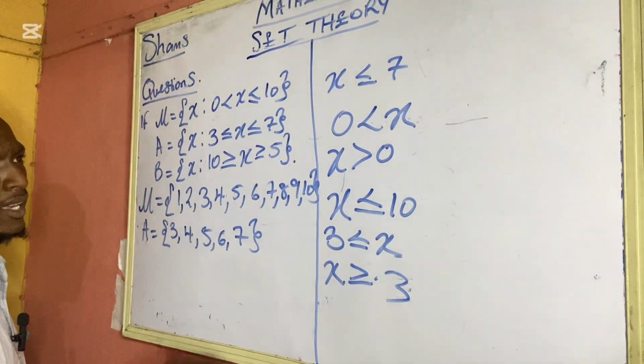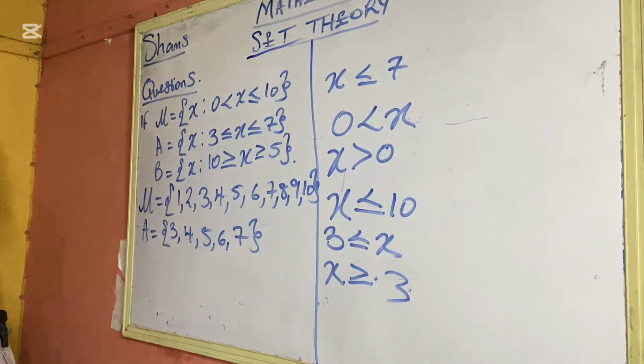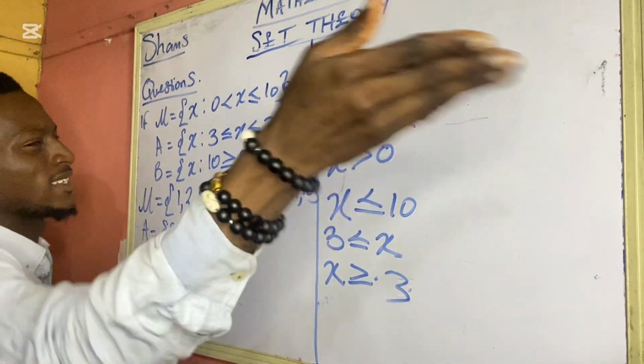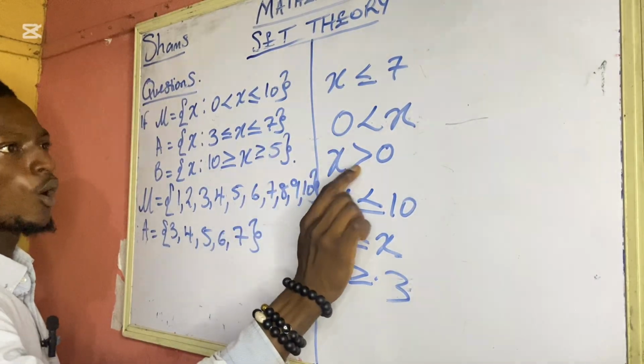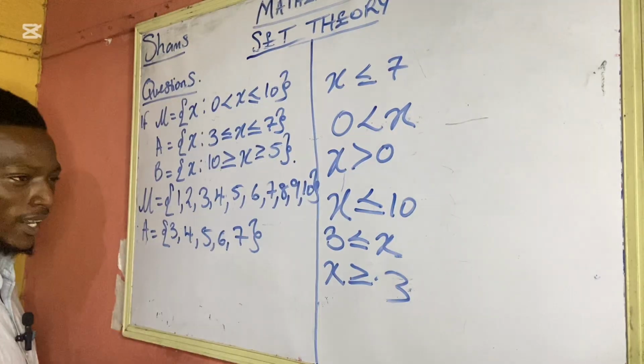I know you might be wondering: I said x greater than 0 and I did not add 0 in the universal set. Yes, I can't add it because they said x is more than 0. They did not say x is greater than or equals to 0. So I'm not starting with 0. I'm starting with a number greater than 0.